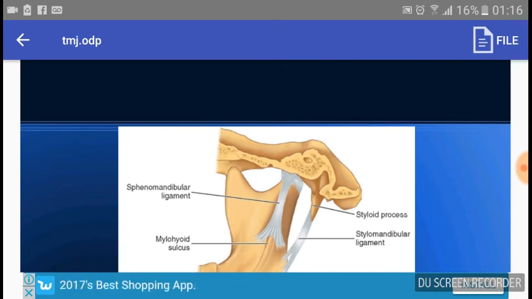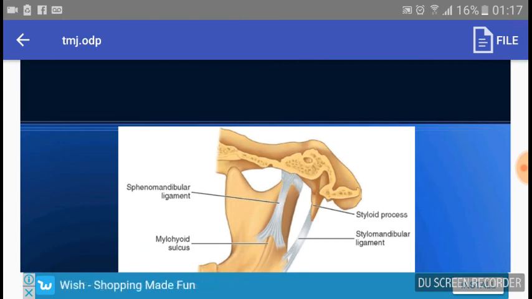So the oblique portion runs from the articular tubercle, as you know, right here, to travel posterior-inferiorly to the condyle. Hence its term is oblique. While the horizontal portion of the temporomandibular joint ligament travels from the articular tubercle horizontally to the lateral condyle and disc.